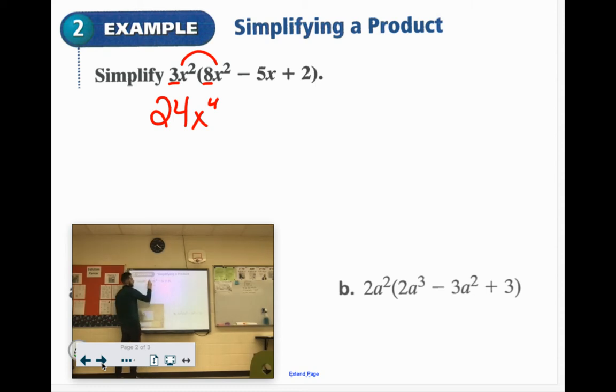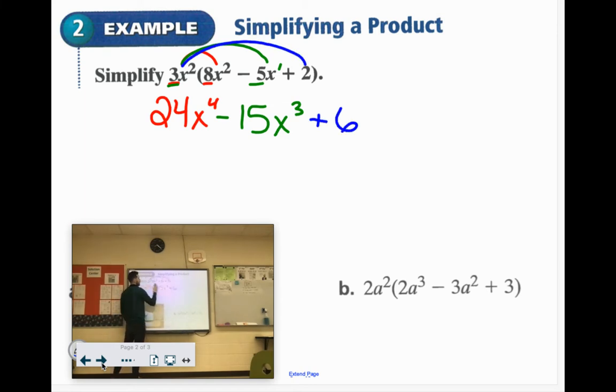Now we're going to do this 3x squared times negative 5x. So 3 times negative 5 is negative 15. X to the second times x to the first, add the exponents, x to the third. And the last one, 3 times 2 is 6, and then we just have the x squared. We're not getting any more x's. So this is in standard form.